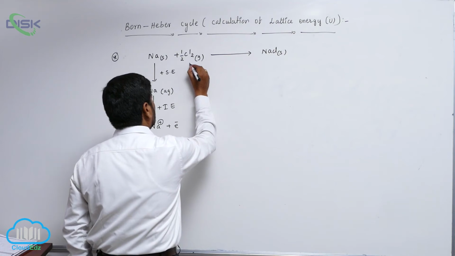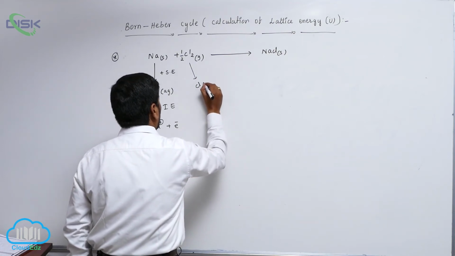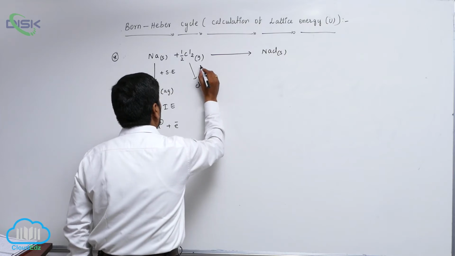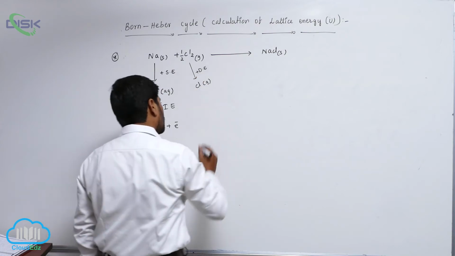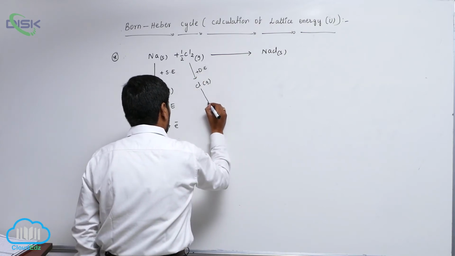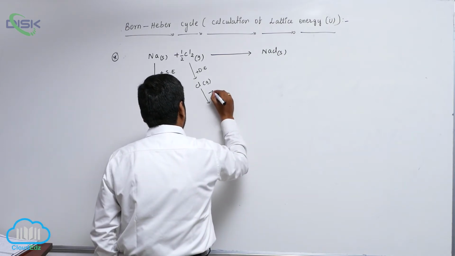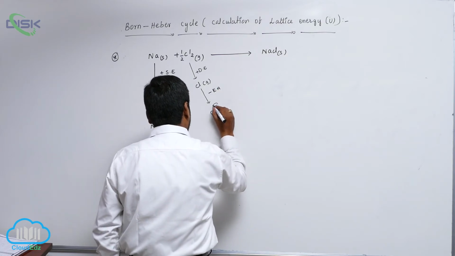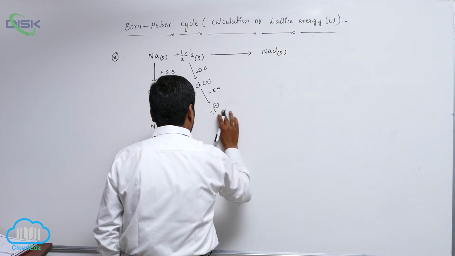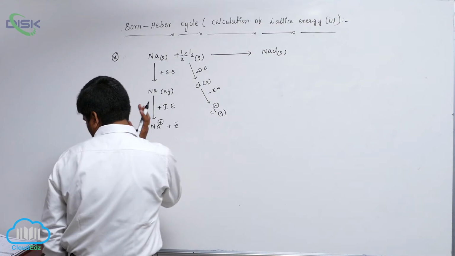Then chlorine first dissociates into chlorine gas. This is known as dissociation energy. This chlorine gas is attracted by an electron, this is minus electron affinity, to convert into which one? Cl minus gas.